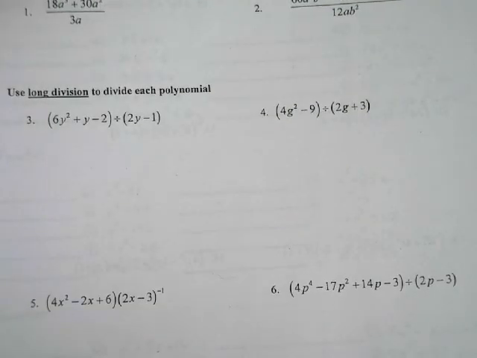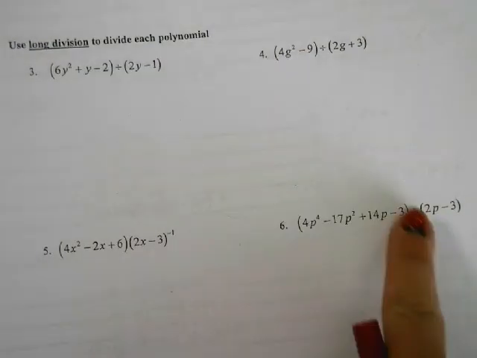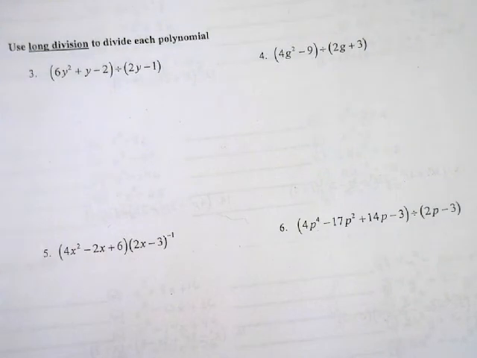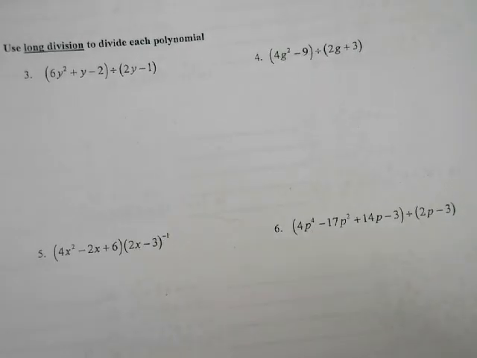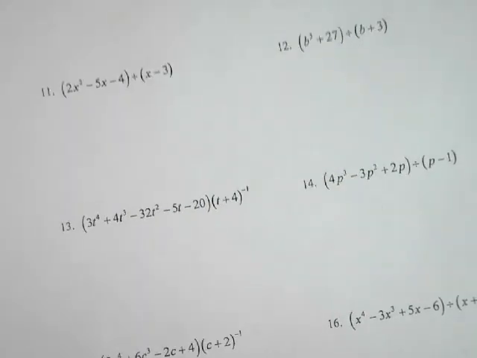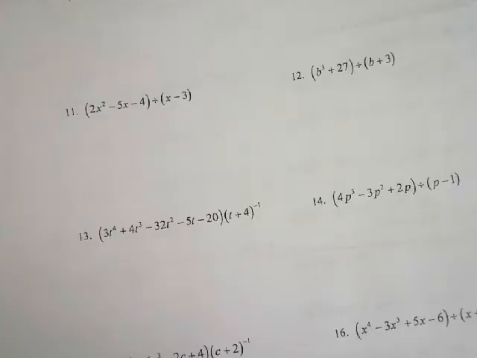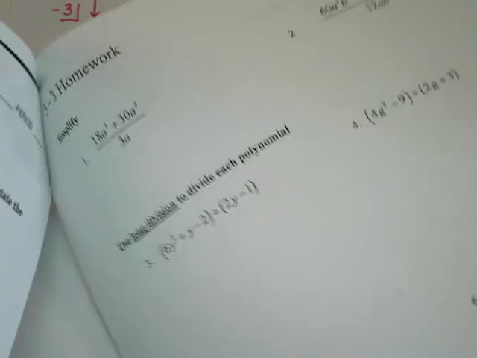For 3 through 8, those ones you're doing long division. And if you notice, they all have a coefficient in front of the divisor that's bigger than 1. So you've got to use your long division there. Okay? The back side is all synthetic. Okay? So, you have a total of 18 to do.